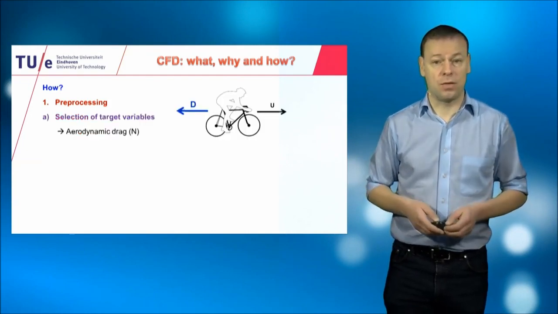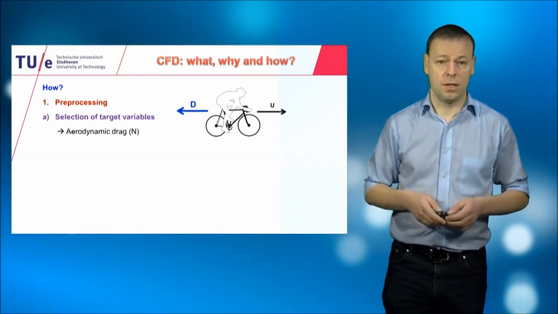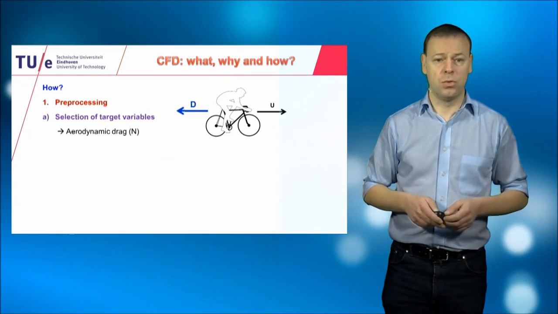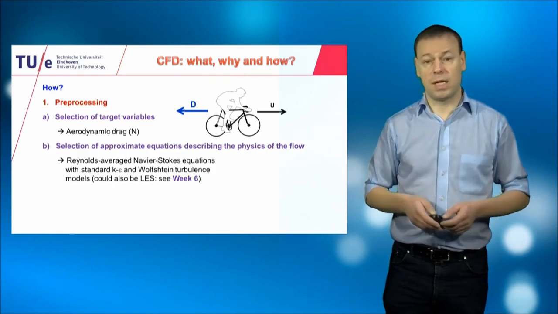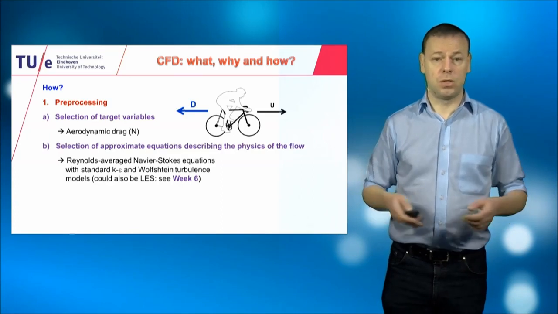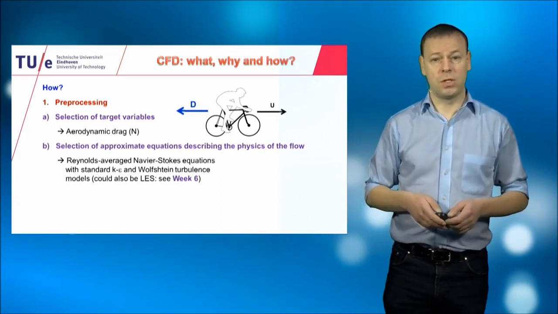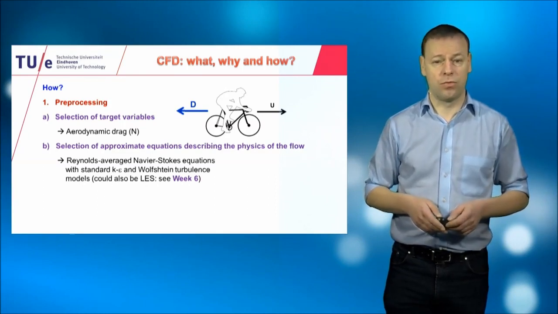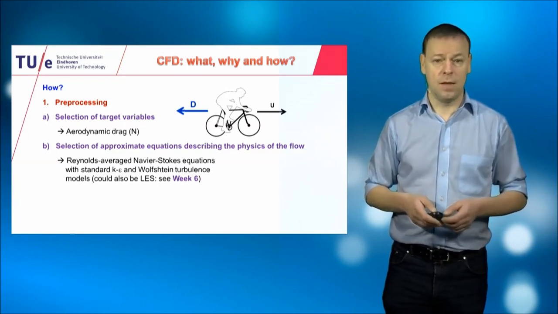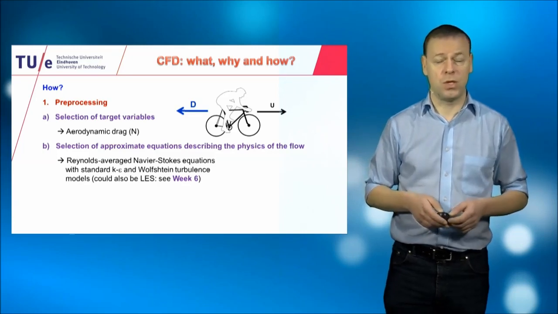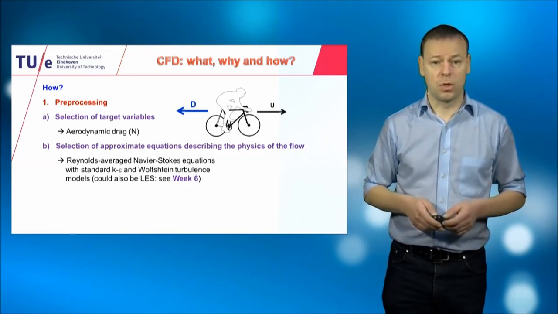First, we have to select target variables. What are we interested in? For the cyclist, that will be aerodynamic drag, the drag force expressed in Newton, for example. Then we have to select approximate equations to describe the physics of the flow. That is because the full Navier-Stokes equations are too complex and it would be too computationally intensive to solve them completely, exactly. So we're going to apply a simplified approach, the Reynolds-averaged Navier-Stokes equations, with some turbulence models.